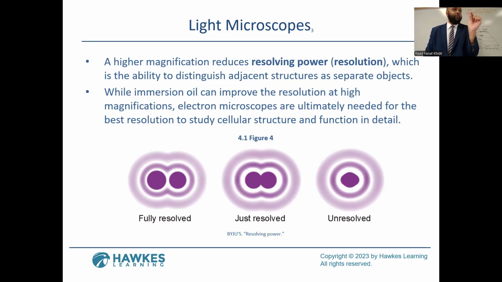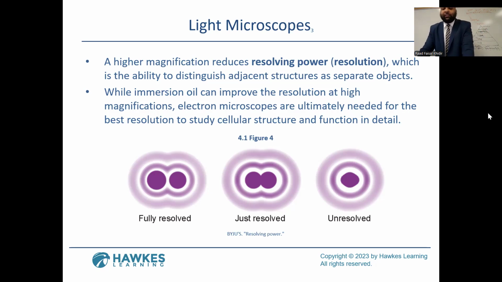So while immersion oil can improve the resolution at high magnification, we use this oil in order to help us, because they are enemies. They are like a seesaw. If the magnification is high, the resolution is low. If the resolution is high, the magnification is low. So this oil immersion is going to try to consolidate and help us see things in perspective. So now it's going to improve the resolution. So they're not going to be as enemies. Try to bring them together.